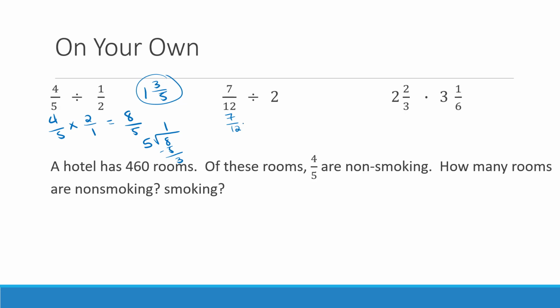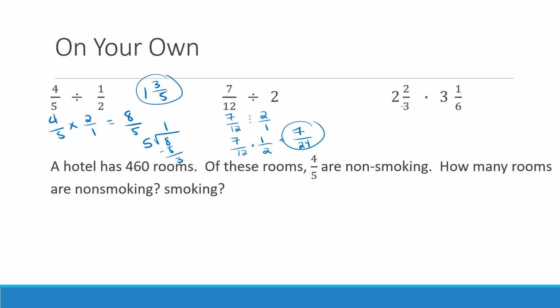I'm going to rewrite this problem as 2 over 1. I'm then going to change it to multiplication and flip that second fraction. 7 times 1 gives me 7. 12 times 2 gives me 24. It can't be reduced, so 7 over 24 is going to be my final answer.